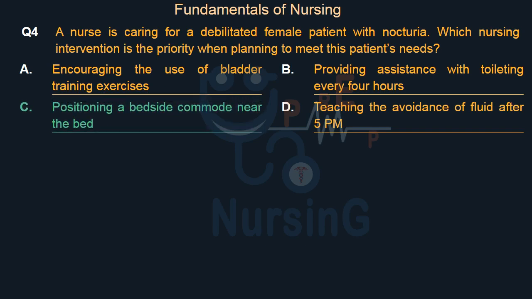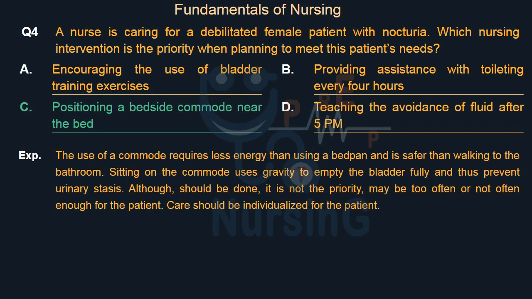Positioning a bedside commode near the bed. The use of a commode requires less energy than using a bedpan and is safer than walking to the bathroom. Sitting on the commode uses gravity to empty the bladder fully and thus prevent urinary stasis. Although option 1 should be done, it is not the priority. Option 2 may be too often or not often enough for the patient. Care should be individualized for the patient.